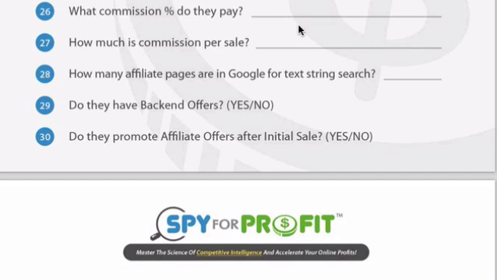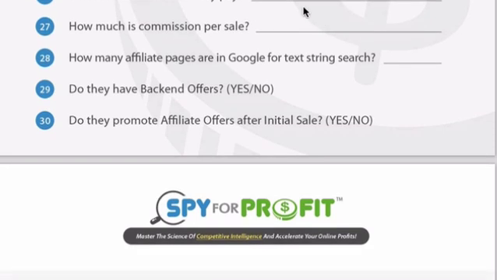26, what commission percentage do they pay? So if they have an affiliate program, what do they pay? They pay 50% on their front-end product, and then along with that, the next question, how much is the commission per sale? Are they paying $50, $150, $300?